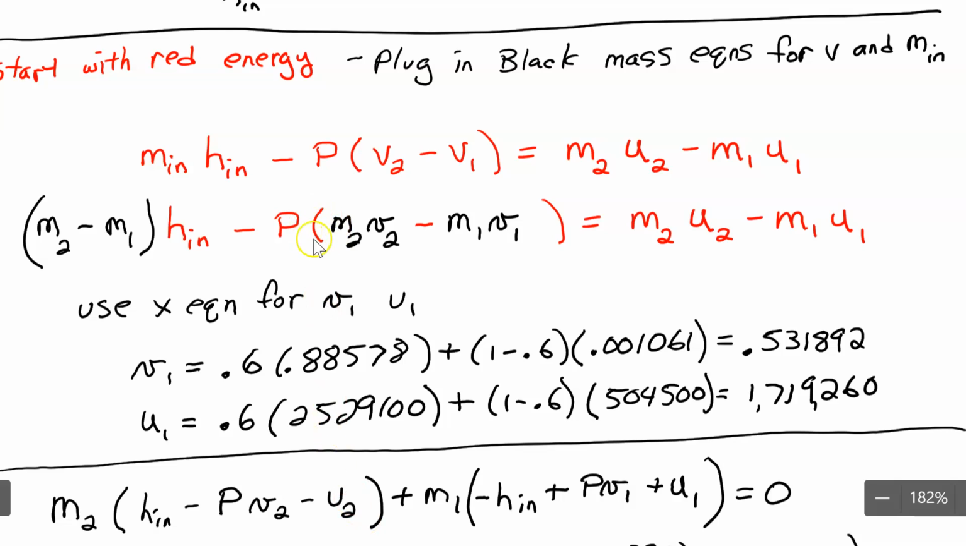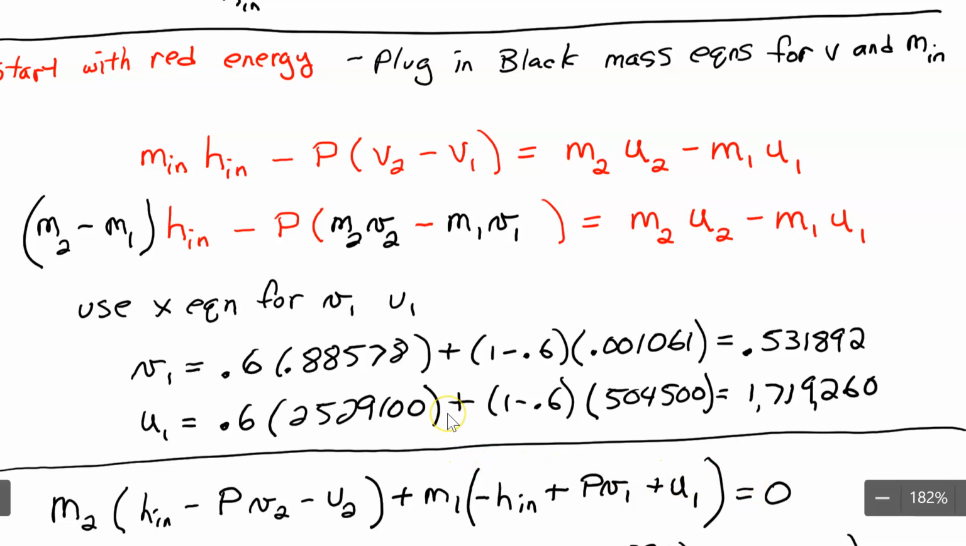Then I'm going to gather up everything with a mass 1. And so here is a guy with a mass 1. So I have mass 1, and I have a negative HN. Here I have a negative, negative, positive PV1. And then over here I'm going to grab this guy and pull him back over, and he becomes a positive U1. Okay? And that equals 0.